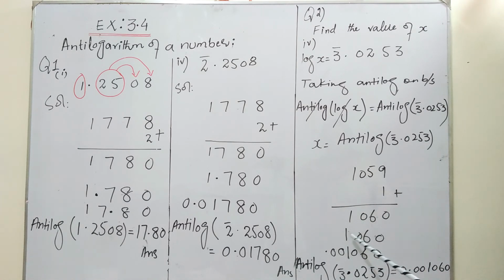Now place the decimal point just after the first non-zero digit. It becomes 1.060. Now move your decimal point according to your characteristic. The characteristic is minus 3. So move the decimal point 3 digits in the left direction, and as 2 digits were missing, we have used 2 zeros. So the anti-log of minus 3.0253 is 0.001060.